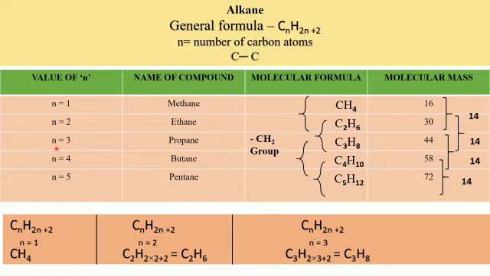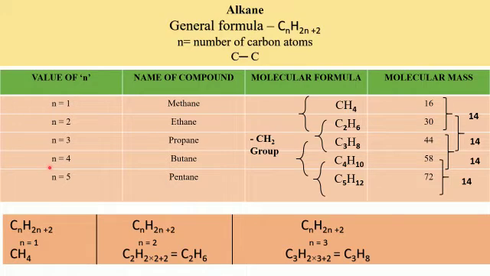Then we will substitute the value of n is equal to 3. We get the next member, that is propane. We substitute the value of n is equal to 3 in this formula here. So we get C3H, 2 into 3 plus 2, that is C3H8. So that is the molecular formula for propane. Molecular mass will be 12 threes are, that is 36, plus 8, that is 44.